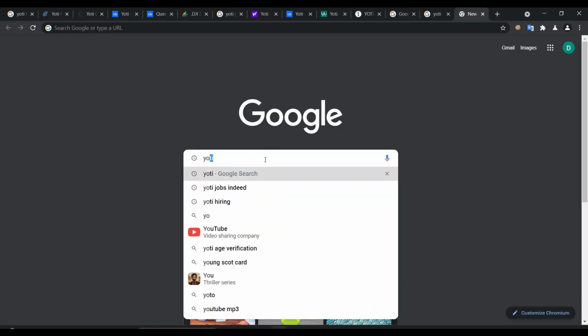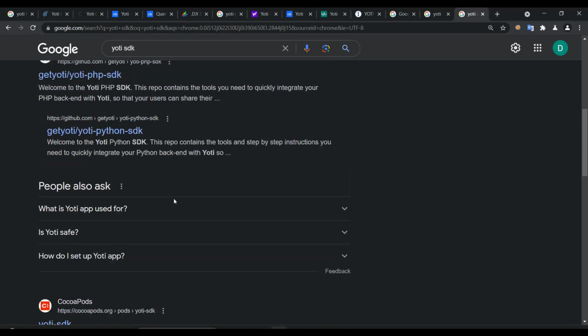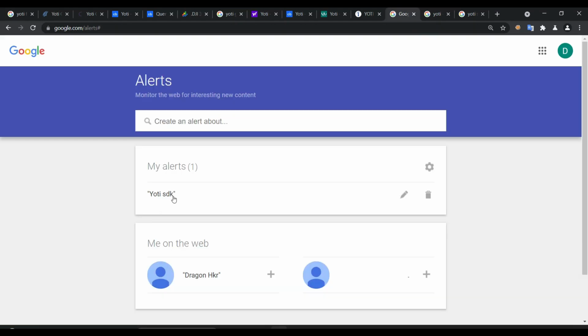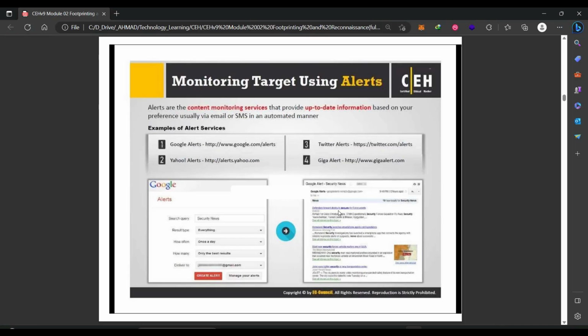It's like this. If I type Yoti SDK on Google, I will get this information. But if there is a new thing released, I don't want to go search for it every time. So the alert system will send it to me via notification. For now I don't need it, but it is very helpful.